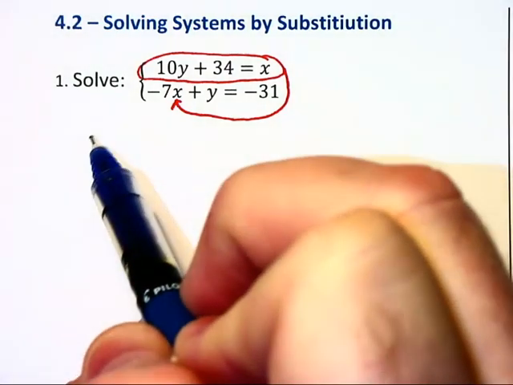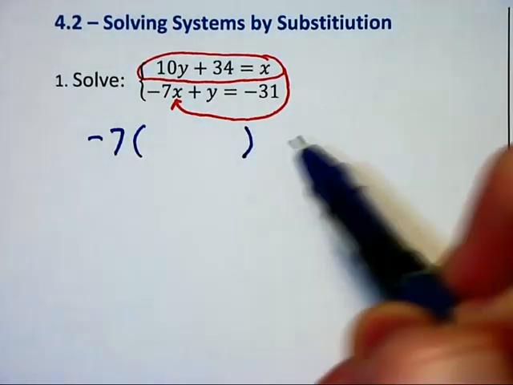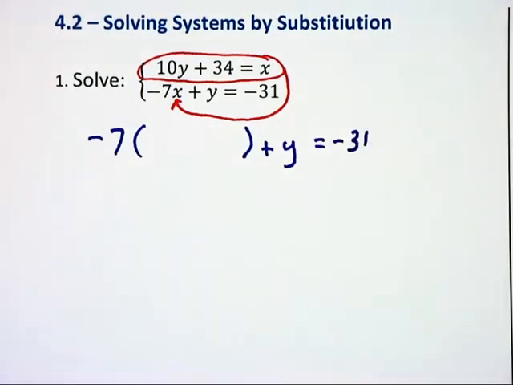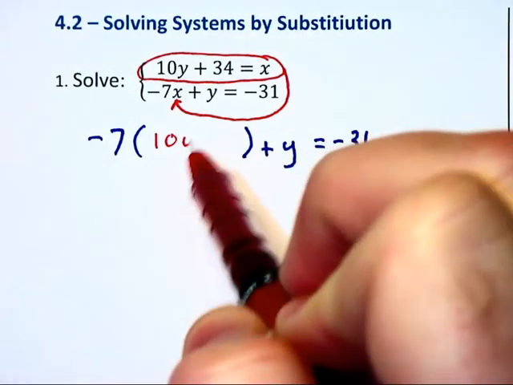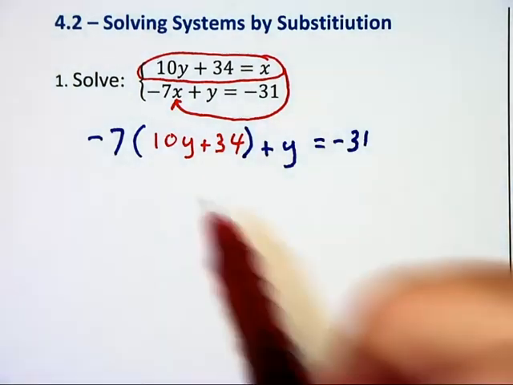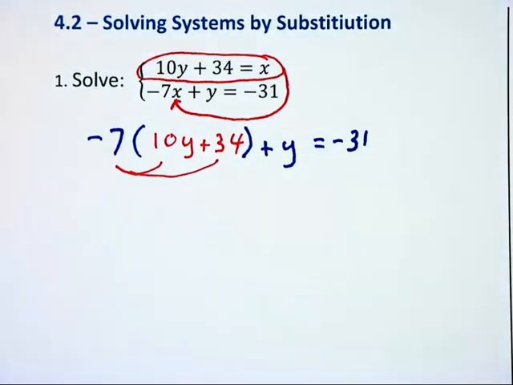The second equation is negative 7 times x, which I'll leave out, plus y is equal to negative 31. Well, the x that we're substituting in is 10y plus 34, which is the other equation. Now we have one equation containing just y, which we can solve.